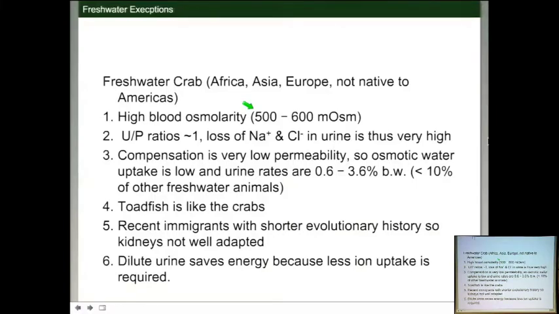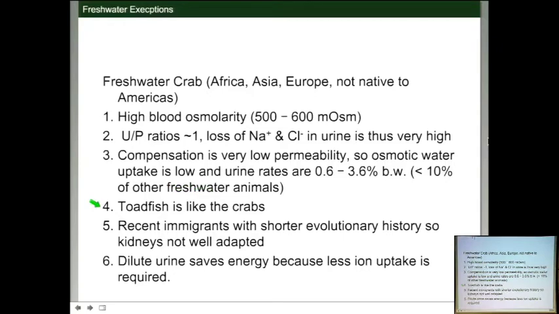Now, they have U/P ratios around 1, and so with that ratio, they lose sodium and chloride in urine. It's a very high loss of those ions. And so what they have as a compensation is that their carapace has extremely low permeability to water. And urine rates are kept very, very low then. You see 0.6 to 3.6% of their body weight, which, if you recall, is less than 10% of the other freshwater animals. Remember, they were 30% up to 100%.